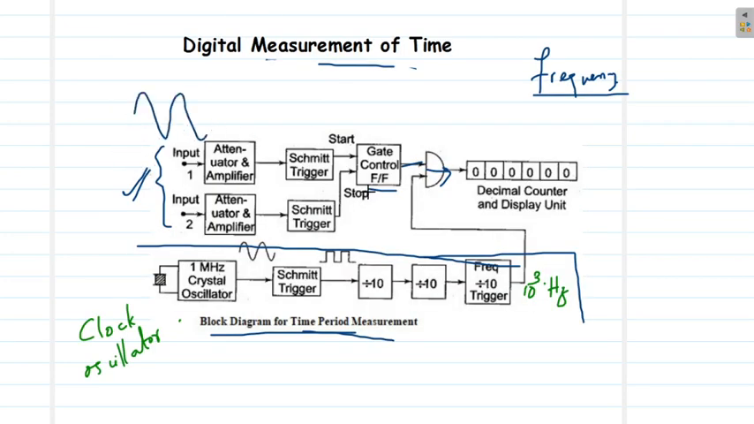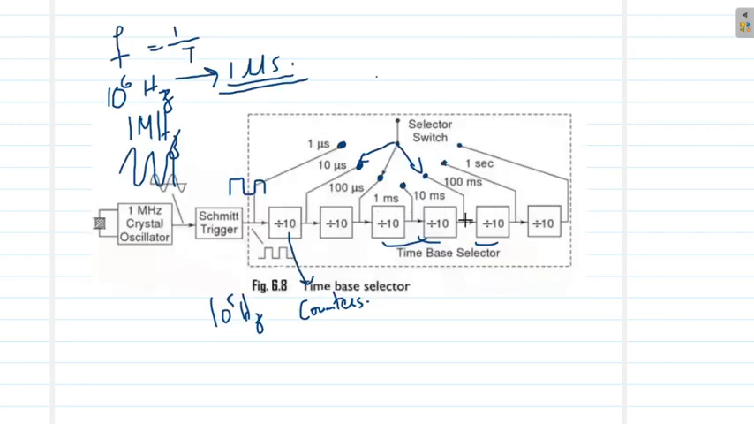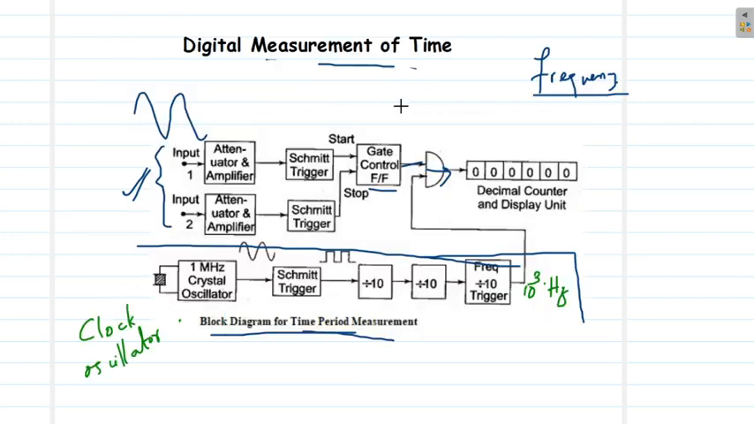So here, from a fixed frequency crystal oscillator, you can use these dividers by factors of 10 to have different time period signals from which you can select the suitable frequency signal. So that will be fed into one of the inputs of this main gate. So I hope the working of digital measurement of time is clear for you.